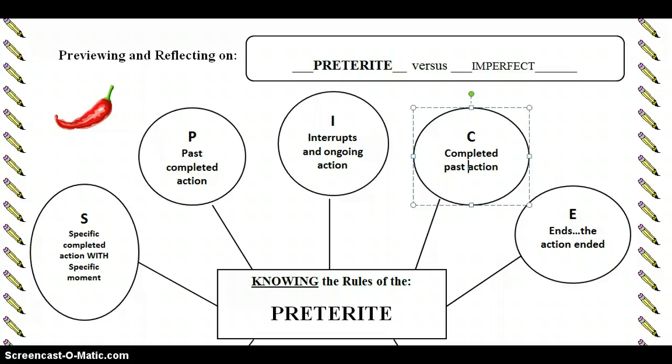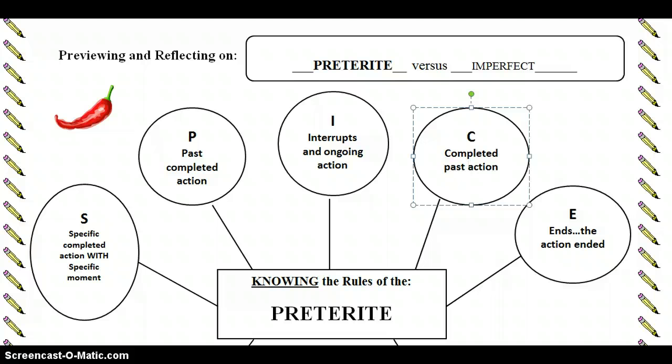I stands for interrupting an ongoing action. So for example, you could say, I was reading a book when the phone rang. The phone rang and it interrupted an ongoing action. So you can actually have both preterite and imperfect in a sentence, and the preterite is what interrupts something that was going on.